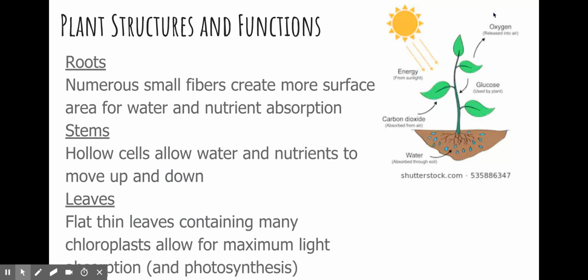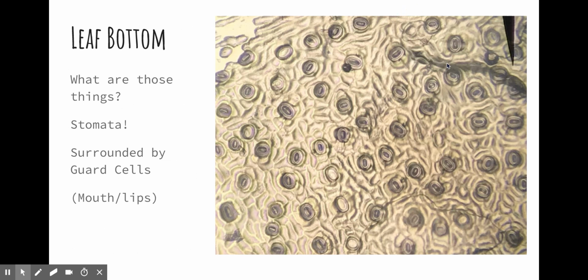And so we also talked about how stems have hollow cells that allow water and nutrients to move up and down for transport, and that leaves do the absorbing of light. And so they're flat and they're thin and they're like little solar panels. They also have a lot of chloroplasts which do the photosynthesis, so that makes them better at doing the photosynthesis.